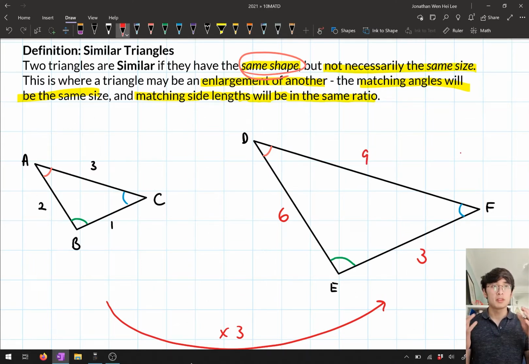So this is what it means: same shape, but not necessarily the same size. But for all of the matching sides, they need to be in the same ratio. I need to make sure there's a consistent enlargement factor for all 3 of my sides. So that's what it means for two triangles to be similar. Same shape, not necessarily the same size.